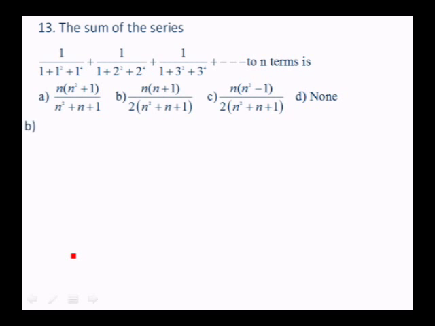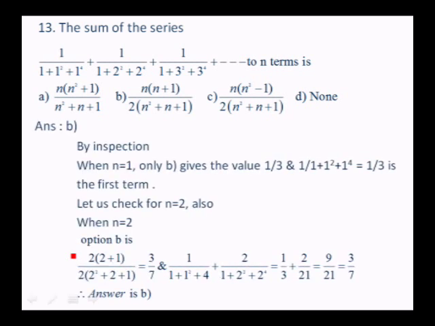See, if I put n is equal to 1 in the first option, it gives the value 1 by 3. So only the second option gives the value 1 by 3, because 1 over 1 plus 1 square plus 1 to the power of 4 is also 1 by 3. In the second option, if you put n is equal to 1, you get 1 into 2 over 2 into 1 plus 1 plus 1, that is 1 by 3. In other options, you are not getting 1 by 3. So the best answer is B, you can say, but that none is there.